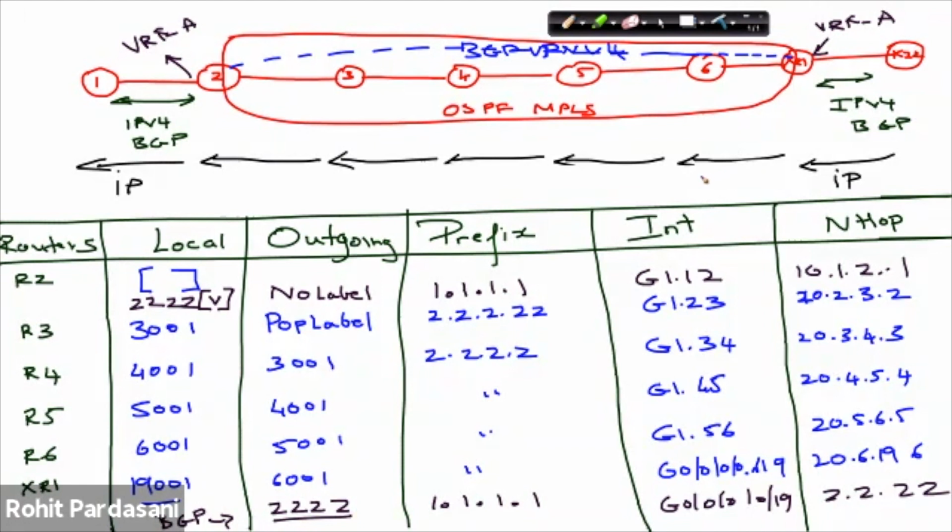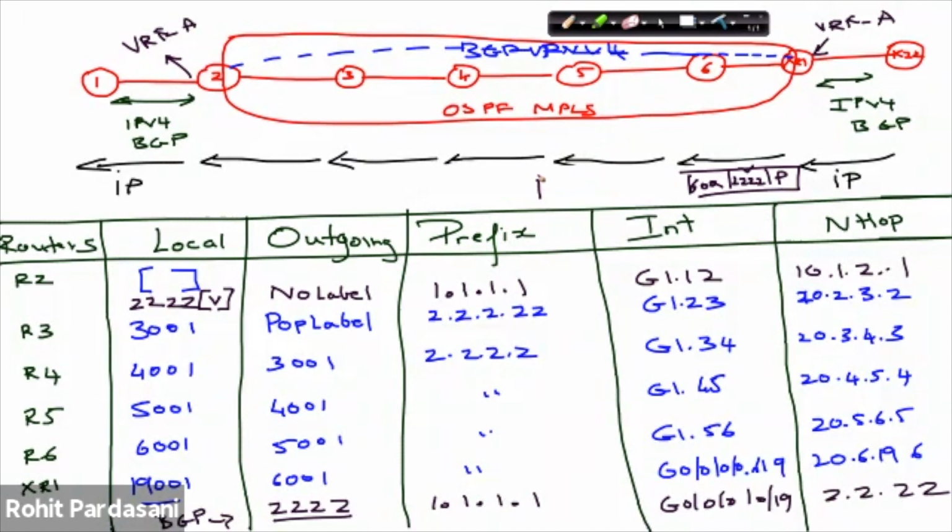So now XR1 encapsulates with 2222, which is my VPN label. However, R2 is not directly connected. He must transit through R6, 5, 4, and 3. So there has to be an MPLS label, a transport label on top of that, which is going to be 6001. That's my 6001 here. And finally, it goes to R6.